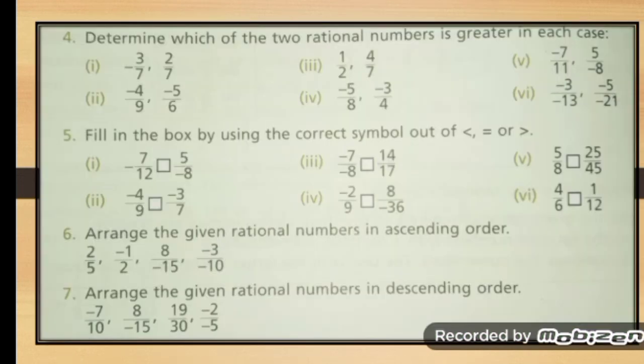These are the questions of exercise 2b which we have to solve. In question number 4 and question number 5, we have to compare two rational numbers. As we have discussed two methods to compare two rational numbers: first method by making the denominators same and second method by cross multiplication. So you can solve these two questions 4 and 5 by any of these two methods. In question number 6, we have to arrange the numbers in ascending order, and in question number 7, we have to arrange the rational numbers in descending order.